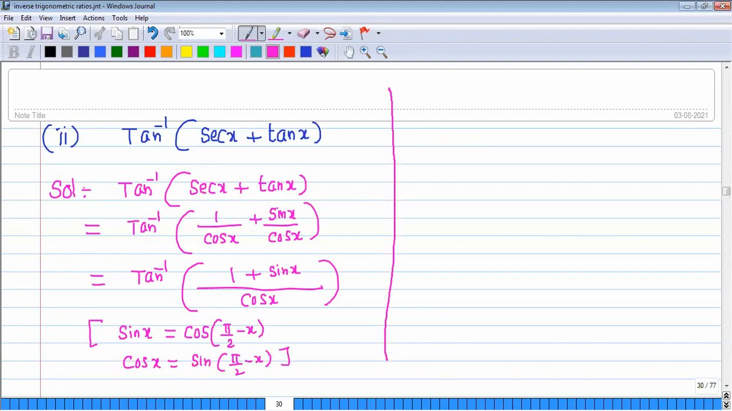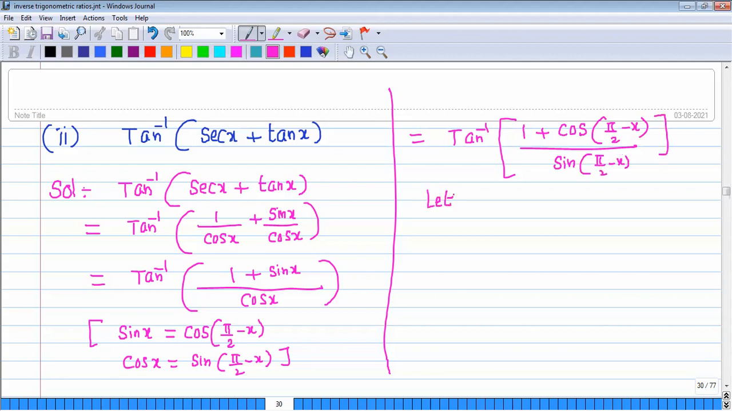So now this becomes tan inverse of, instead of this sin, what do we write? 1 plus cos of (90 minus x) upon sin of (90 minus x). For a while, let us say this pi by 2 minus x equals theta. Now we can write tan inverse of (1 plus cos theta) upon sin theta.